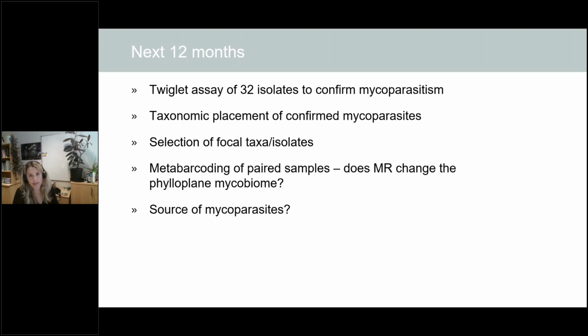She also has paired samples of leaves infected by myrtle rust with an adjacent leaf uninfected by myrtle rust. And she's asking the question, does myrtle rust change the phylloplane microbiome? And where are these mycoparasites coming from? So can we sample from surrounding potentially non-Myrtaceous species to see if they also host these organisms?